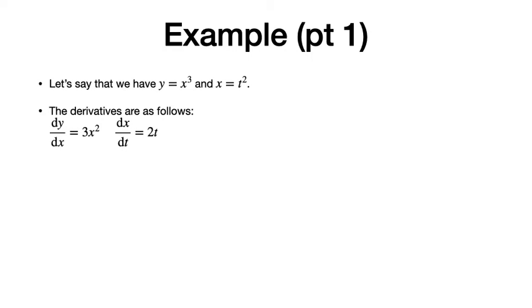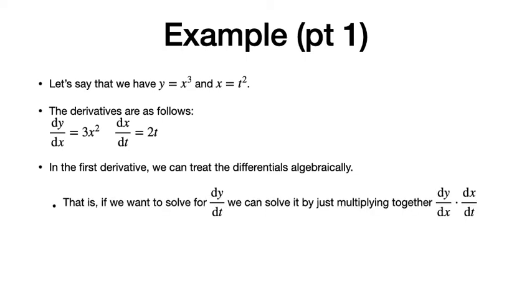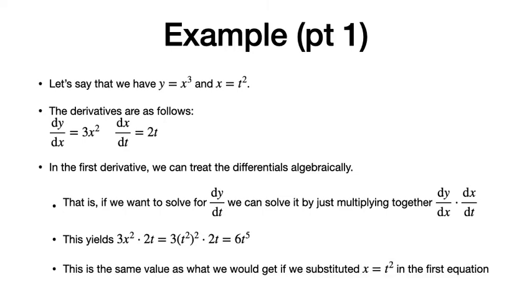Now, in the first derivative, we can treat the differentials algebraically. So, for example, let's say we want to solve for dy over dt. Well, you can see algebraically that if we multiply dy over dx times dx over dt, we'll get dy over dt, because the dx's will cancel. So that means if we multiply the left sides and we get the right answer, since the left sides and the right sides are equal, we can multiply the right sides by each other and get the same thing. And indeed, we will get 6t to the fifth. And this is exactly the same value you'd get if you substituted x equals t squared into the first equation and just did it like normal.